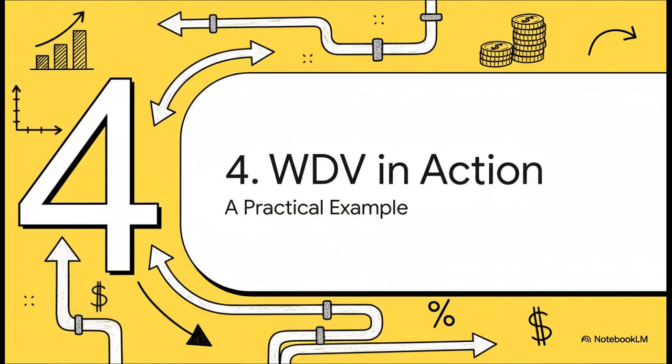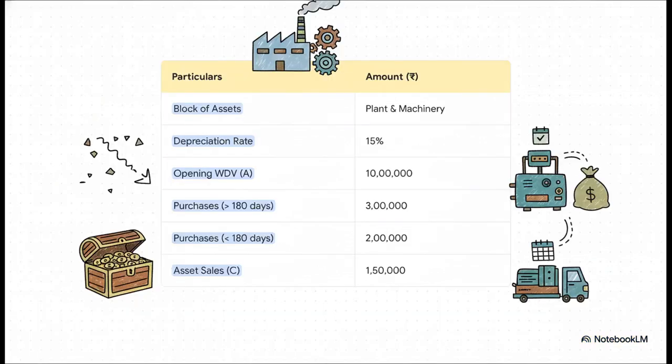We're going to walk through a calculation step by step. Okay, so let's imagine a company. They have a plant and machinery block, and the depreciation rate for this is 15%. They start the year with an opening WDV of 10 lakh rupees.